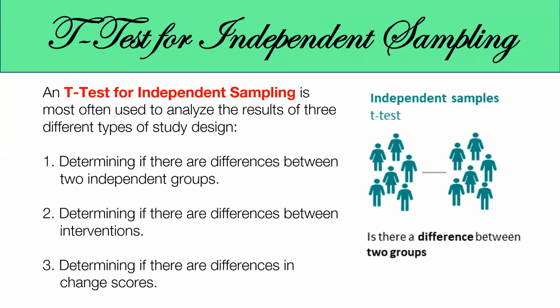So t-test for independent sampling is most often used to analyze the result of 3 different types of study design. First is to determine if there's a difference between two independent groups, determine if there are differences between interventions, and determine if there are differences in change scores. But our focus for today is our first study design: determine if there is a difference between two independent groups. So our two independent groups here are male and female.